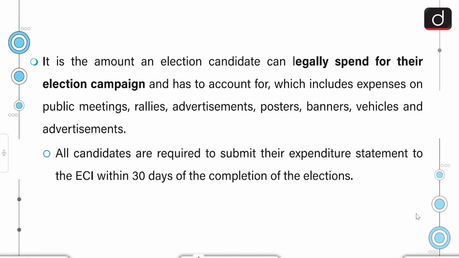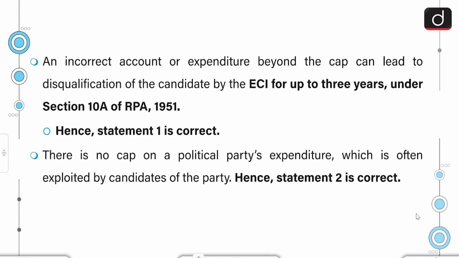And all candidates are required to submit their expenditure statement to the ECI within 30 days of the completion of election. If there is incorrect accounting or expenditure beyond the cap, there can be a disqualification by the ECI for up to 3 years. That is given not in the Constitution but in Section 10A of the RPA, that is the Representation of the People Act 1951. Remember this. And there is no cap on a political party's expenditure, which is often exploited by the candidates of the party.